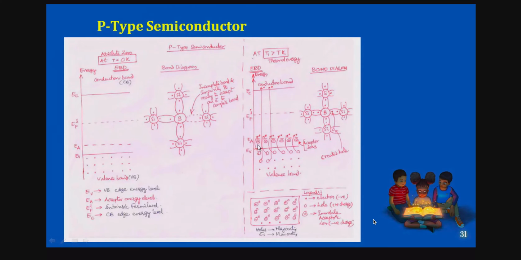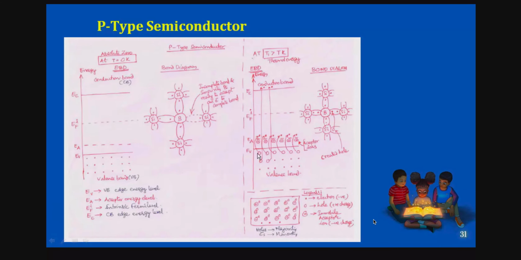Now you can see these are called negative acceptor ions. We call them negative acceptor ions, right? The same process happens here. The majority carriers are nothing but holes, and the minority carriers are nothing but electrons. So you can understand here, right?